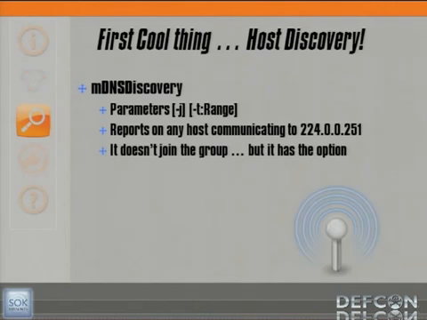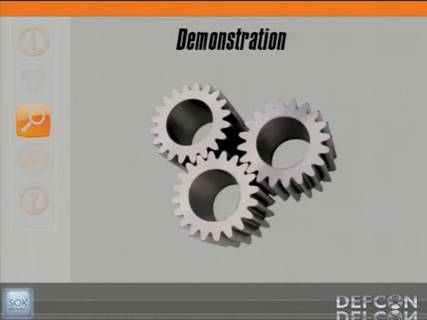And like any good discovery tool, you are able to give this utility a range that you're interested in. It reports on any host communicating to the multicast address for multicast DNS. It does not join the group, but it does have the option. So let's do a quick demonstration of that.